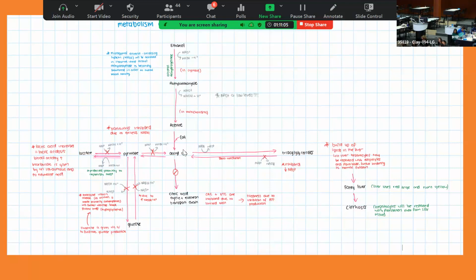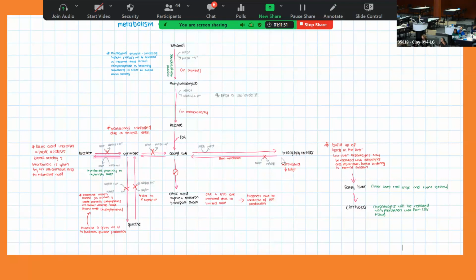So from here, in order to replenish the NAD+, that's all that drives the rest of it. So that's all you need to remember. You need to replenish NAD+. So in order to do that, you can make triglycerides. In order to do that, you can make pyruvate and can make lactate. So you can see here, that's pretty much what's preferred in order to replace those NAD+.